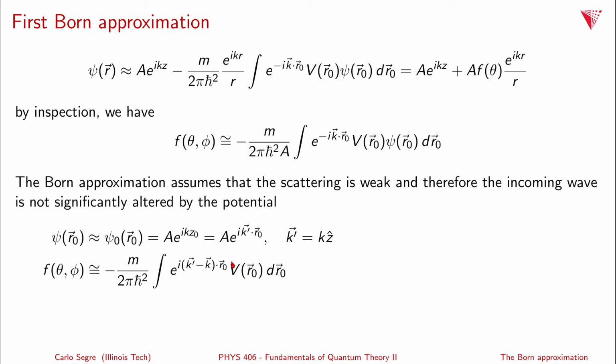Now, under those circumstances, we can write our scattering factor in the following way. We can replace psi of r0 in here with A e to the i k prime dot r0. So we get minus m over 2 pi h bar squared times the integral of e to the i times the quantity k prime minus k dotted into r0, V of r0, dr0. Because we've now replaced psi of r0 with something that looks like an exponential function.